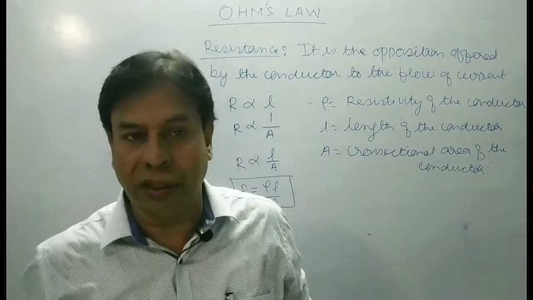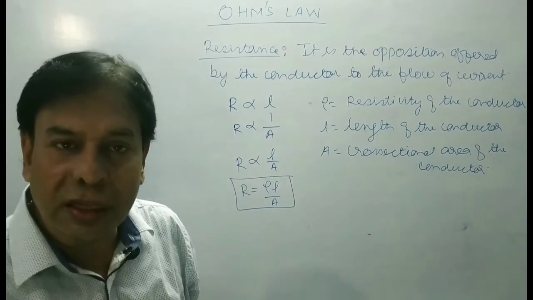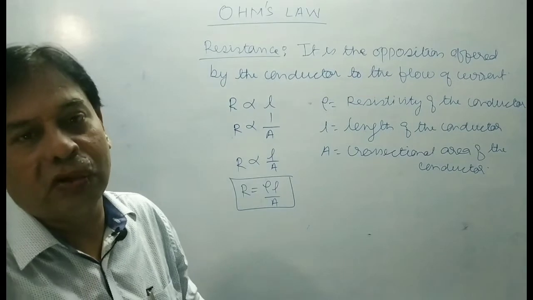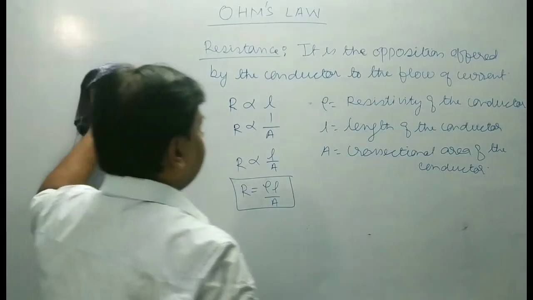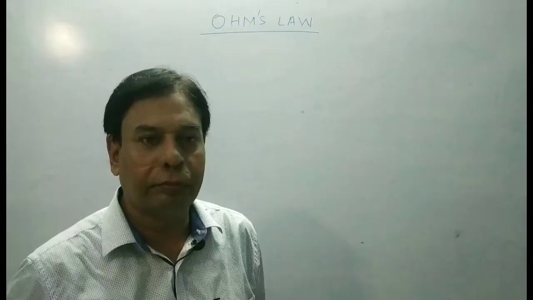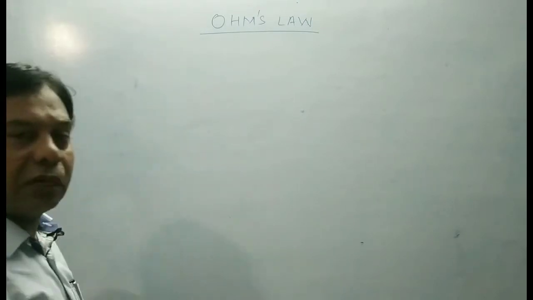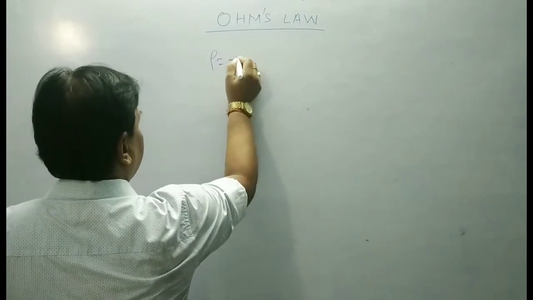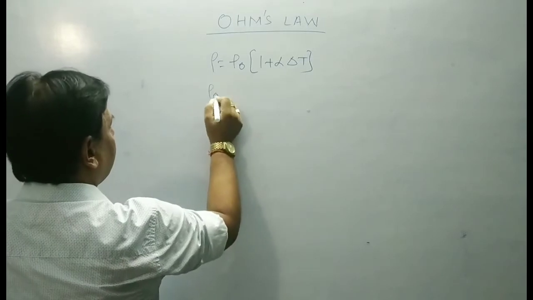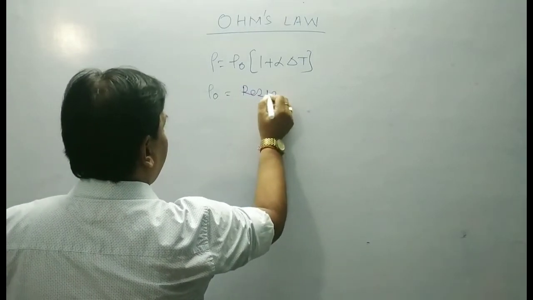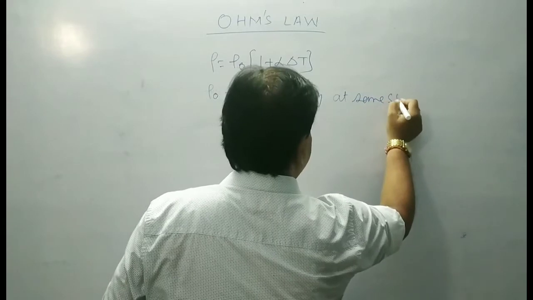इन दोनों clear cut variation रखिएगा. Since this resistivity depends on the temperature, resistance automatically will depend on the temperature. That has to be taken in. Now, the resistivity depends on temperature as rho is equal to rho naught into 1 plus alpha delta T, where rho naught is the resistivity at some standard temperature.